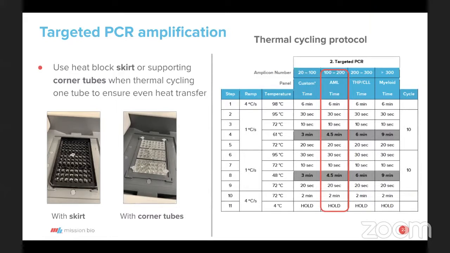Great. And then a similar question, can you explain just a little more why you need different times and how do you decide what time to do for your panel?